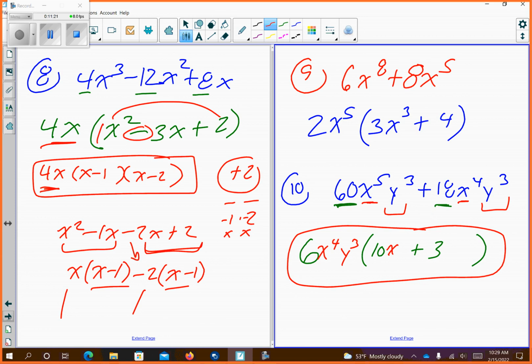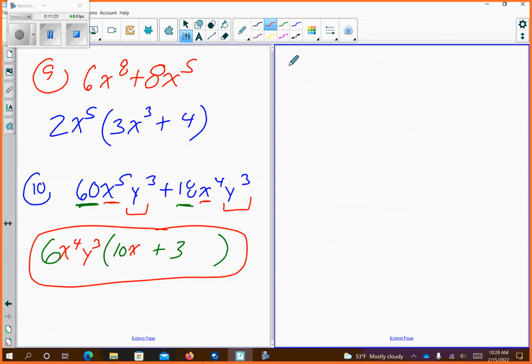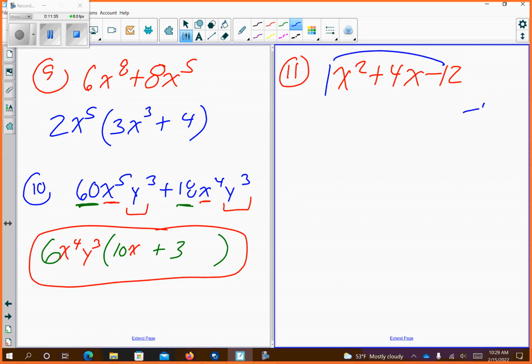Okay? Then we get to number 11. Number 11, we have x squared plus 4x minus 12. This is like back to our normal factoring. Put a 1 out front. Negative 12 times 1 is negative 12. In order to get a negative number, I need to have alternating signs.